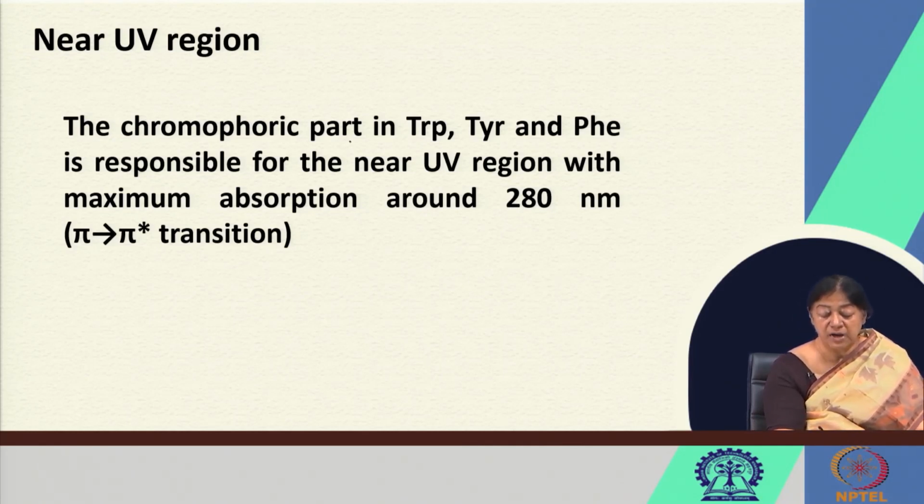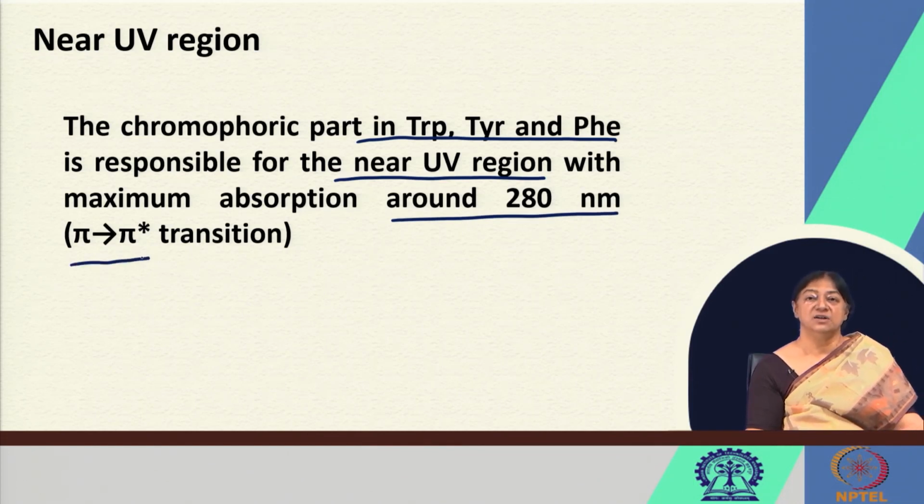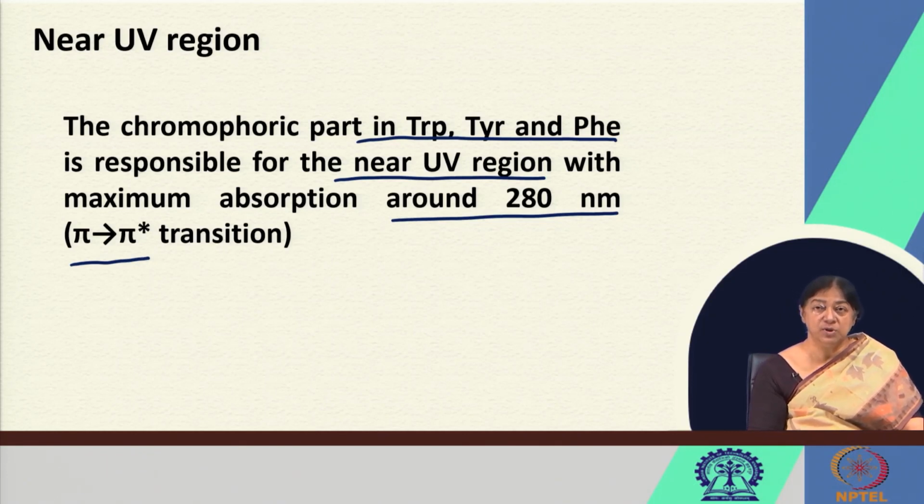The chromophoric part in tryptophan, tyrosine and phenylalanine is responsible for the near UV absorption, with a maximum around 280 nanometer, which corresponds to the pi to pi star transition. So this is what is important: the three aromatic amino acid residues contribute as chromophores in proteins, and they give a maximum absorption for the pi to pi star transition around 280 nanometer, which is the near UV region.